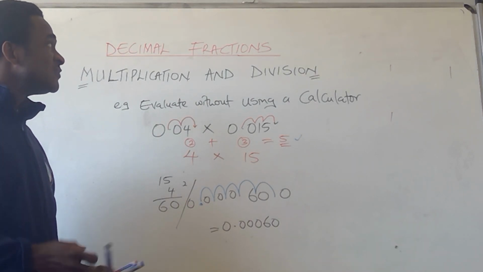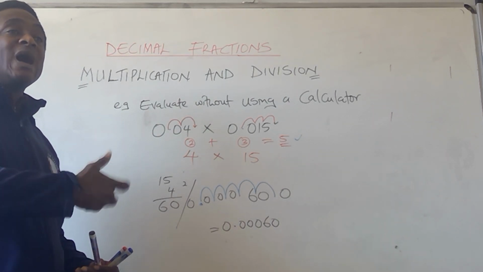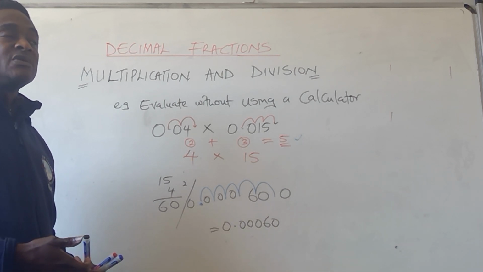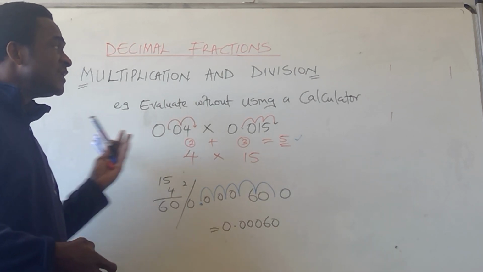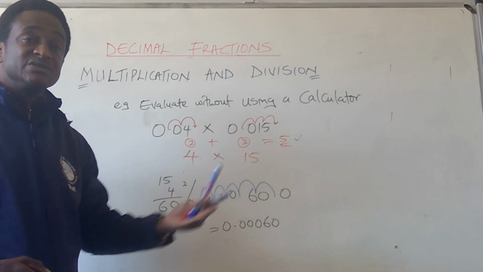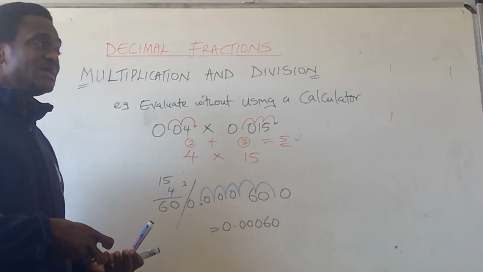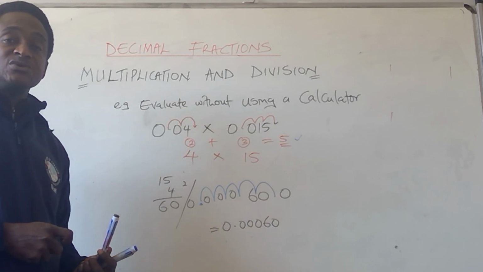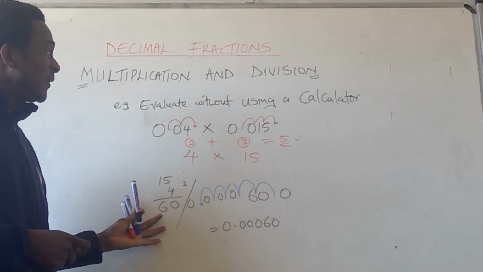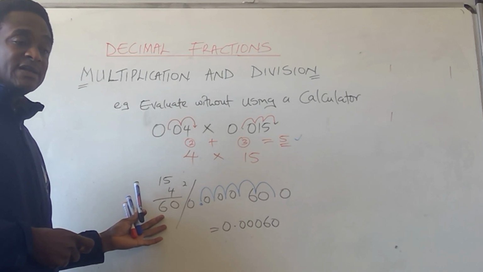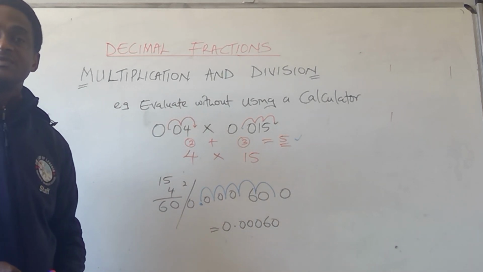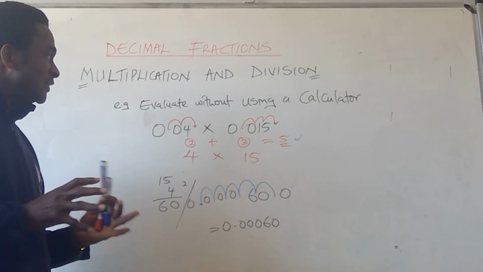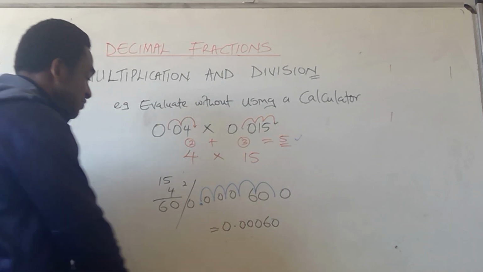So when you are multiplying decimal fractions, take out the decimals. Record the number of decimals you take. Even if you have like 5 times, it's still the same approach. And when you are done, return back the number of decimal places you took out. So that is the approach for multiplying. Let's look at division. It's slightly different and also uses a different approach.